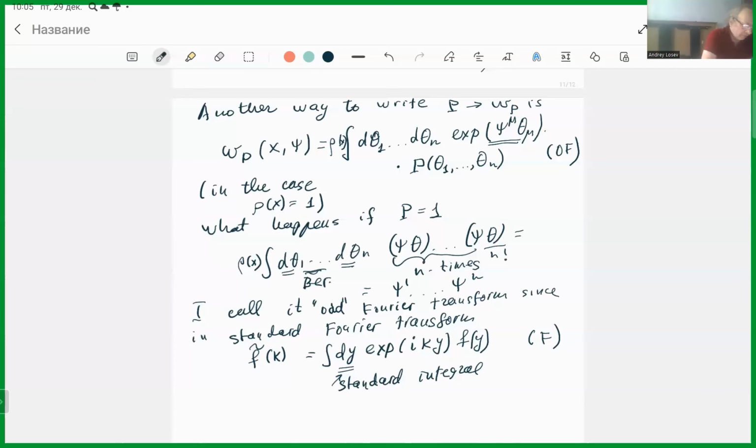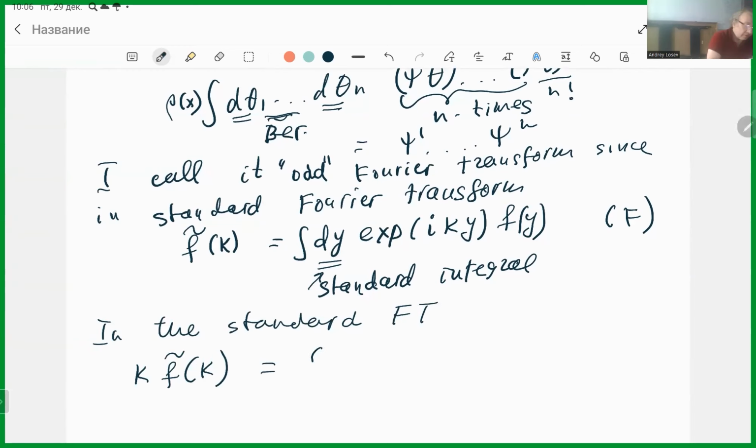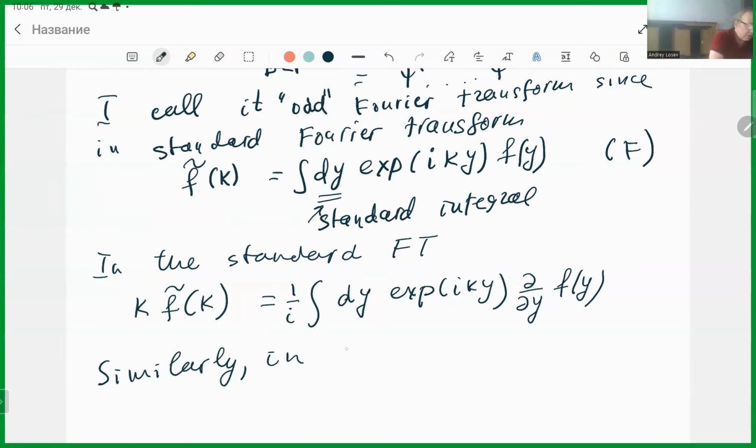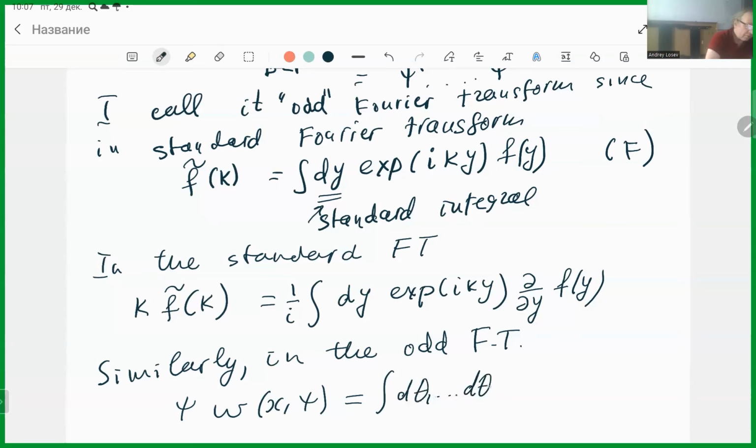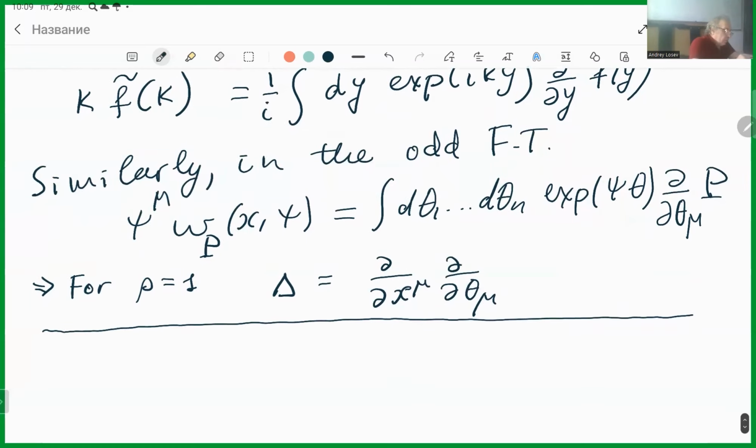So let us continue. In the standard Fourier transform, k f tilde k equals 1 over I. Similarly, in the odd Fourier transform, psi times omega of x psi goes to, and here I have d theta 1, d theta n, Pauli vector. Sorry, I misprinted. Okay, so that's for rho equals 1, delta is this. Okay, now we will combine 1 and 2 together.